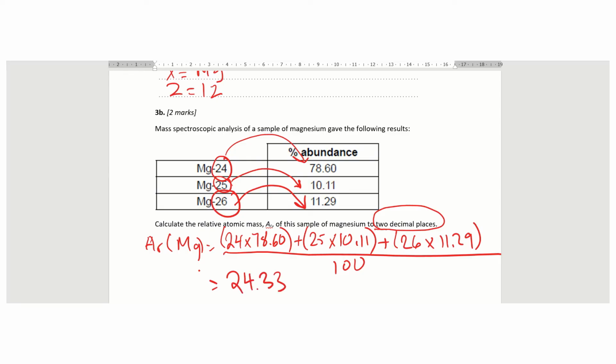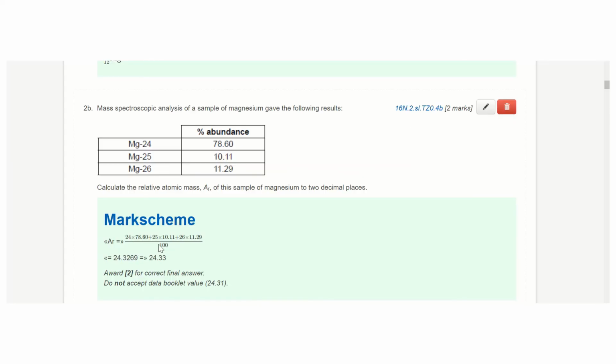Now remember, the question is asking for the relative atomic mass. Anytime you see "relative", it means that there is no unit. So this question does not have a unit. And if you look at the mark scheme here, you will be awarded the first mark for actually showing the working out. So you have to show the formula, what you've used and how you calculated it. And then the second mark is for the correct answer and to the correct number of decimal places.